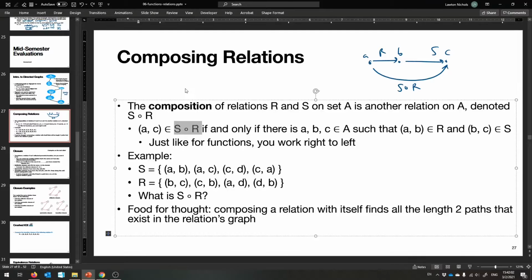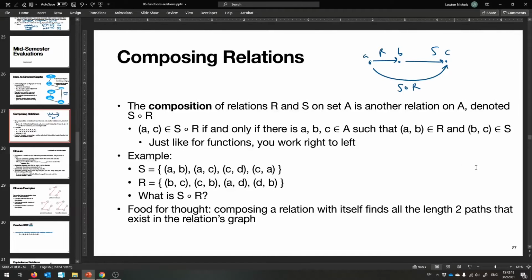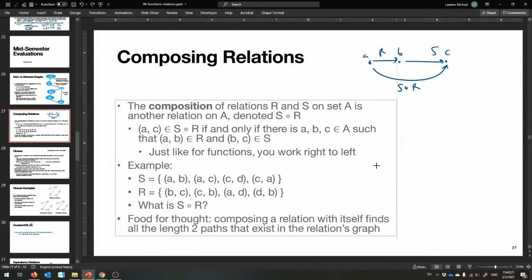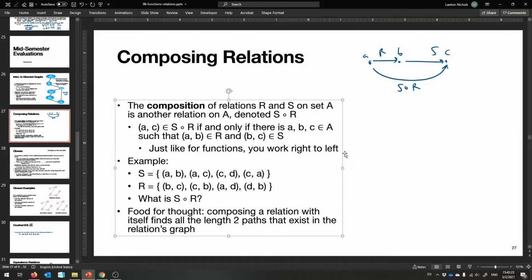Okay, so let's do an example. Here is S, here is R. What is S composed with R? So we have to find all the little places where we have things in common, like an A and a B, and we need to find a B over here now. That's the name of the game. Honestly, how about we draw it? That might make it easier. Let's draw S in blue, because I'm already in blue, and we have, it looks like A, B, C, and D.